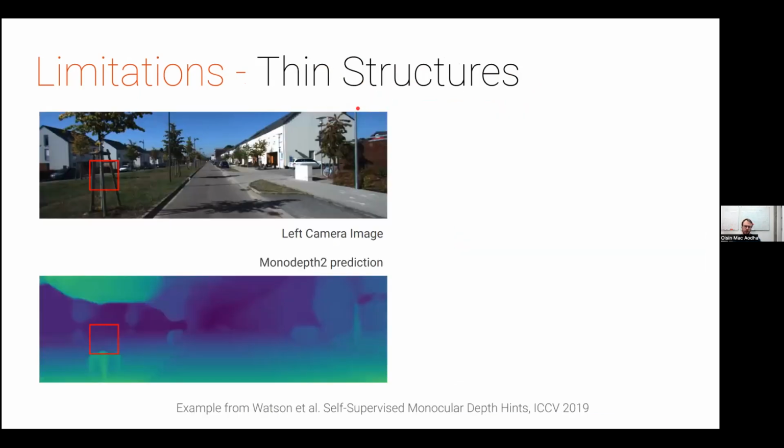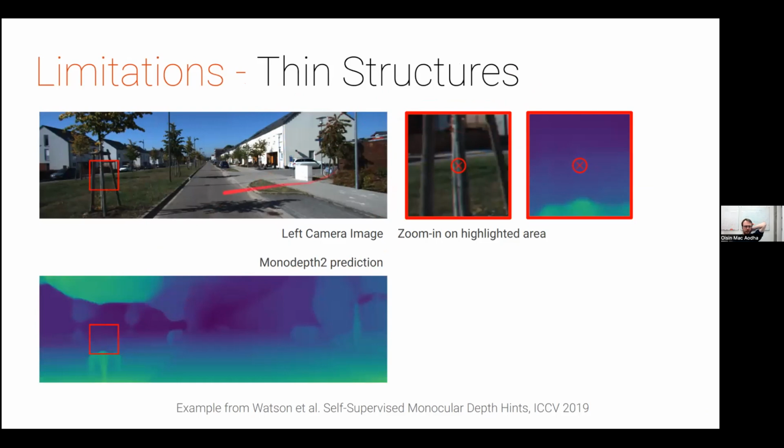Thin structures are also an issue. Again, it's getting better. We've got HRNet and some of these methods that do a better job at resolving some of this detail, but it's still fundamentally a challenge even for supervised methods. In this example here from a few years ago, it fails to capture this nice thin lamp post or this tree, sorry, which is a shame.